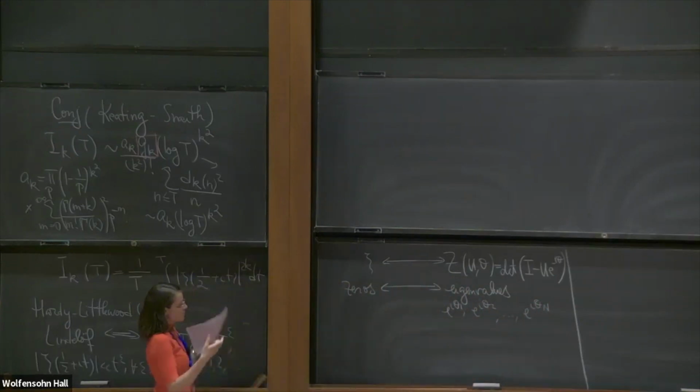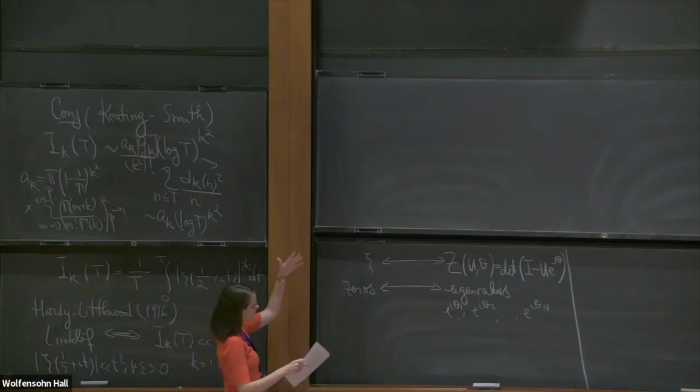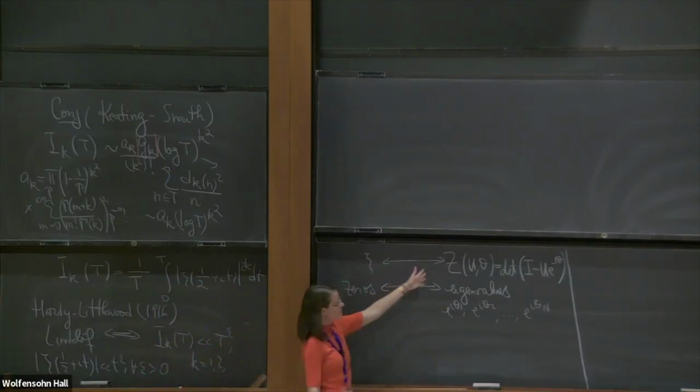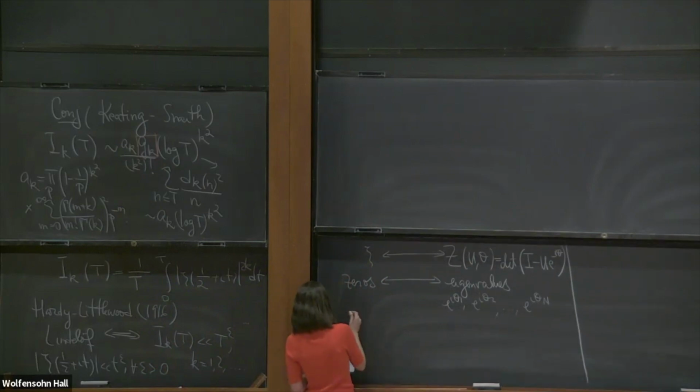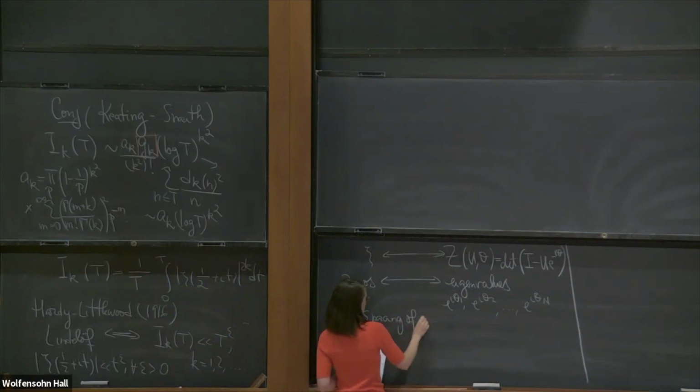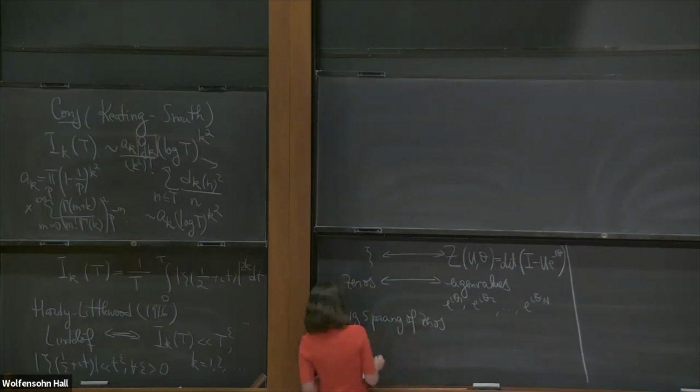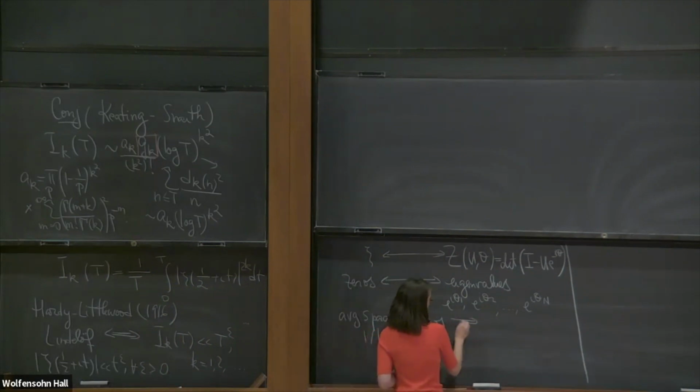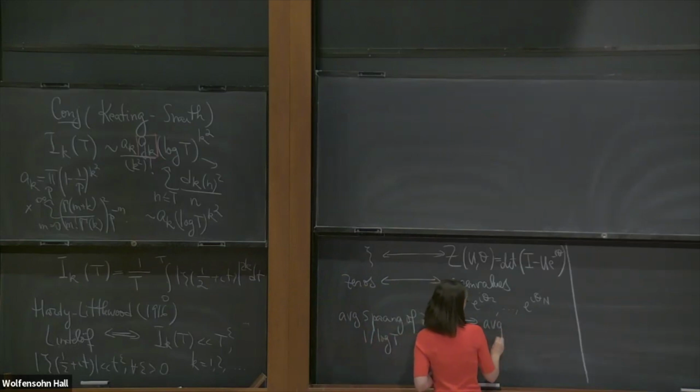Now we need some kind of relationship between T, since we're integrating up to T, and the size of the matrix. We can get that by saying that the average spacing of zeros, which is on the scale of 1 over log T, should correspond to the average spacing of eigenangles.